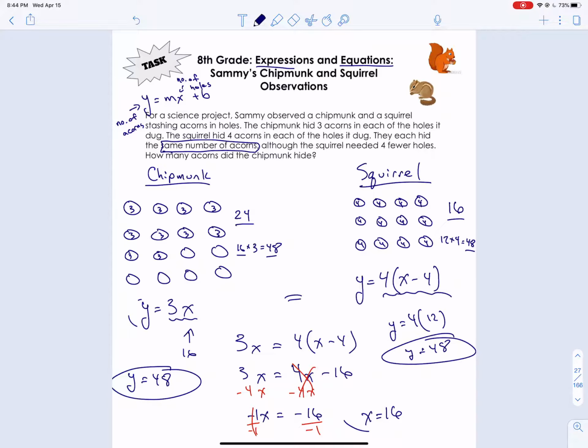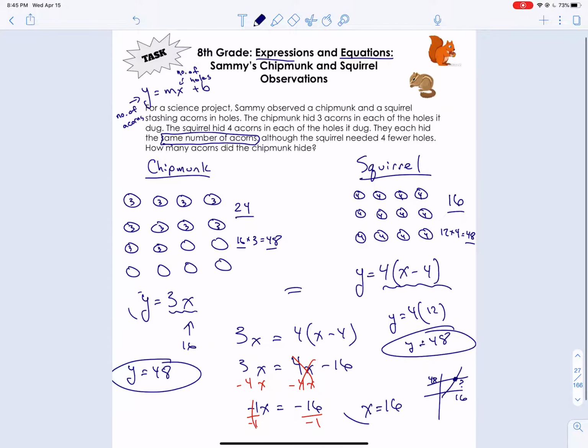So it does seem a little bit complex, but this is just a system of equations. It's just two lines on a graph, and we're looking for the point where those two lines cross. And that's it. So it's like 16 comma 48. That's where those two lines cross. So you can use Desmos to graph it. But again, whatever method is easiest for you or you're the most comfortable with, that's what you should use. Okay, moving on.